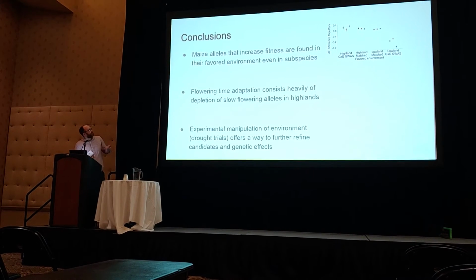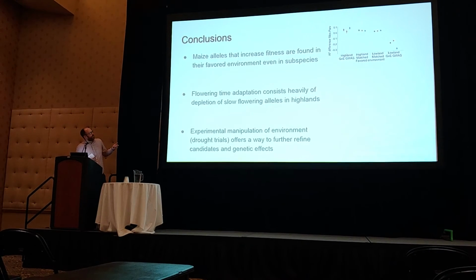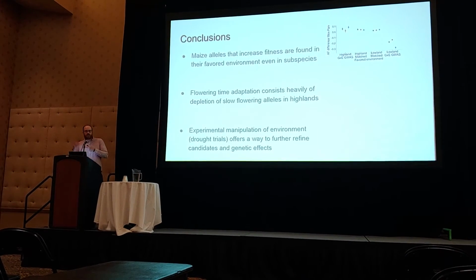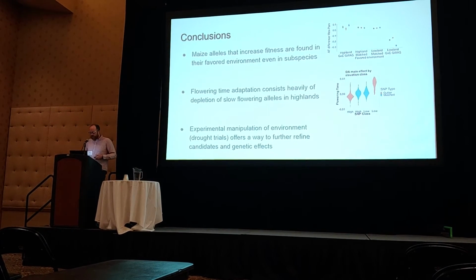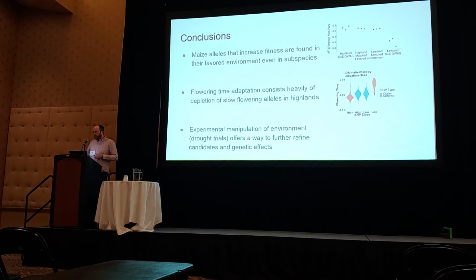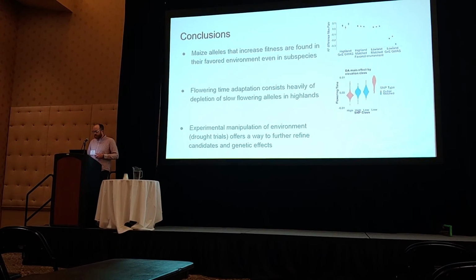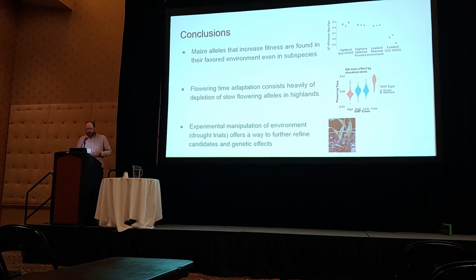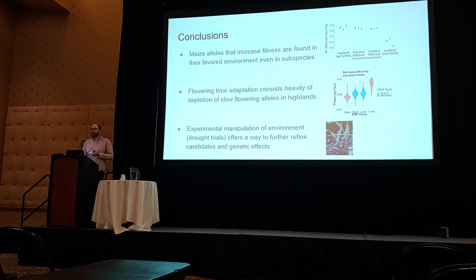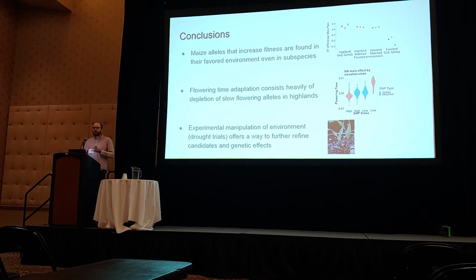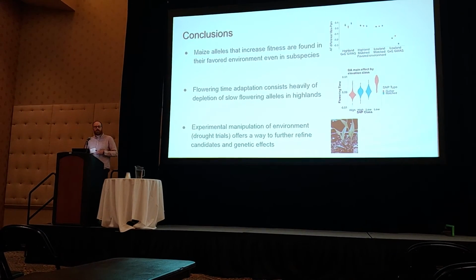So we find that the increased fitness is found in their favored environment, even across subspecies. That flowering time adaptation consists heavily of depletion of slow flowering alleles in the highlands, and that experimental manipulation, like drought trials, offers a really good way to further refine our candidates. And I think that there's a huge range of possibilities now for us to start to get in and really nail down a lot of this stuff.